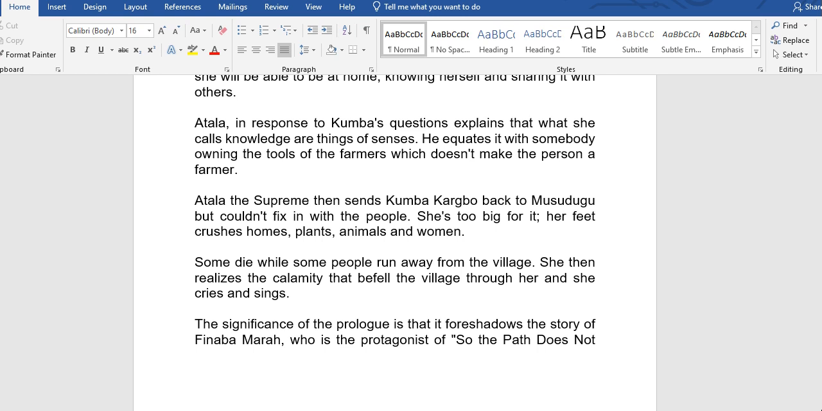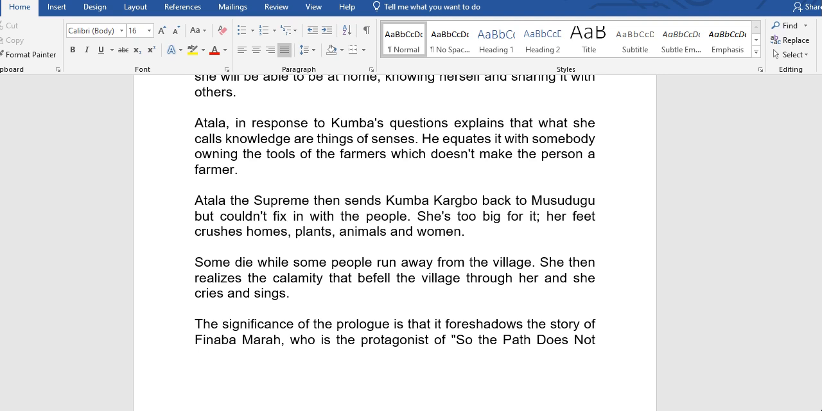Atala, in response to Kumba's questions, explains that what she calls knowledge are things of the senses. He equates it with somebody owning the tools of the farmer, which doesn't make the person a farmer. Atala the Supreme then sends Kumba Kagbo back to Musudugu, but she couldn't fit in with the people. She's too big for it.